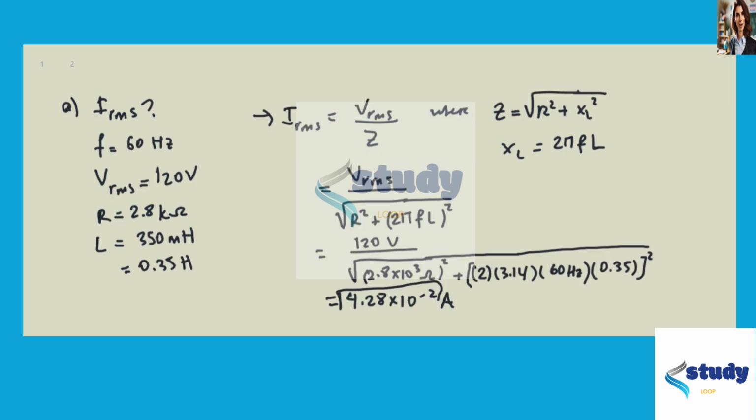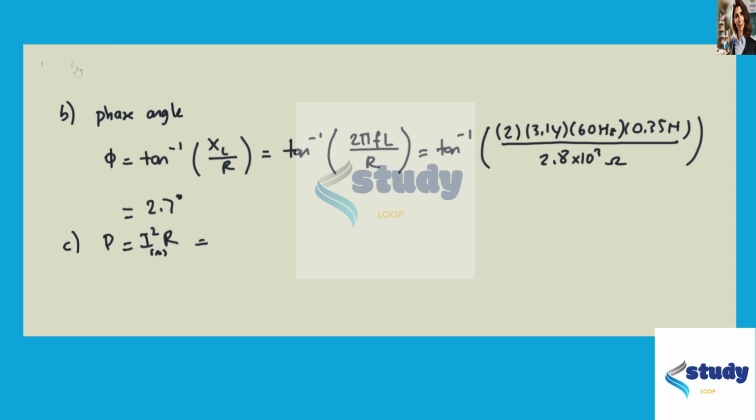4.28 times 10 to the power of negative 2 amps. We're going to take the square, and then times 2.8 times 10 to the power 3 ohms. This is going to be equal to 5.13 watts. Part D, we're asked to calculate the RMS potential across the resistor and the inductor.